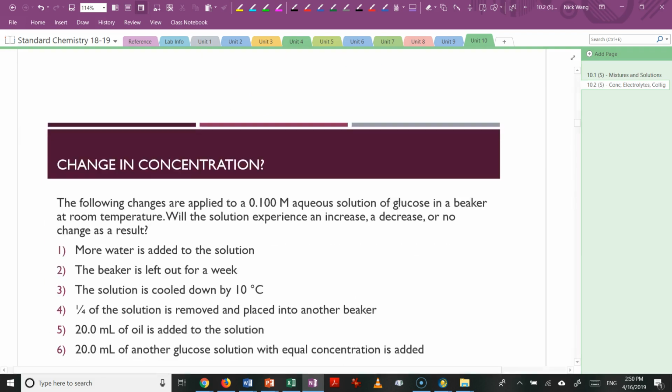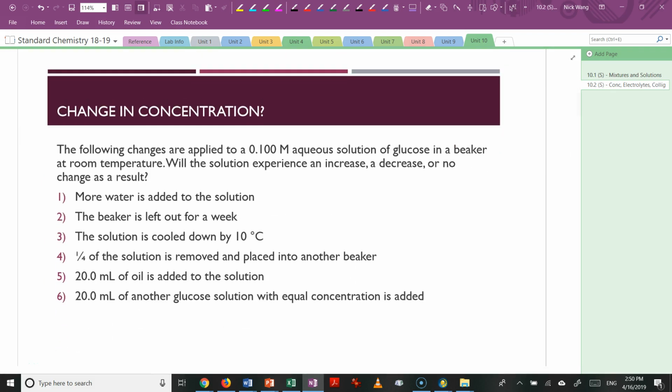All right. So let's see how we can change concentrations. We have a generic solution. It's going to be a 0.100 molar solution of glucose, and it's hanging out at room temperature. So what's going to happen to the concentration if you do these 6 things to it? Imagine I have a container of glucose with little particles floating around. There's enough so that it has 0.100 molar.